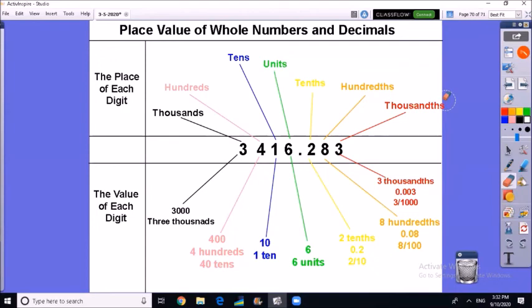This is almost everything that you need to know about places of all the digits in whole numbers and decimals, and the value also of the digits in whole numbers and decimals.